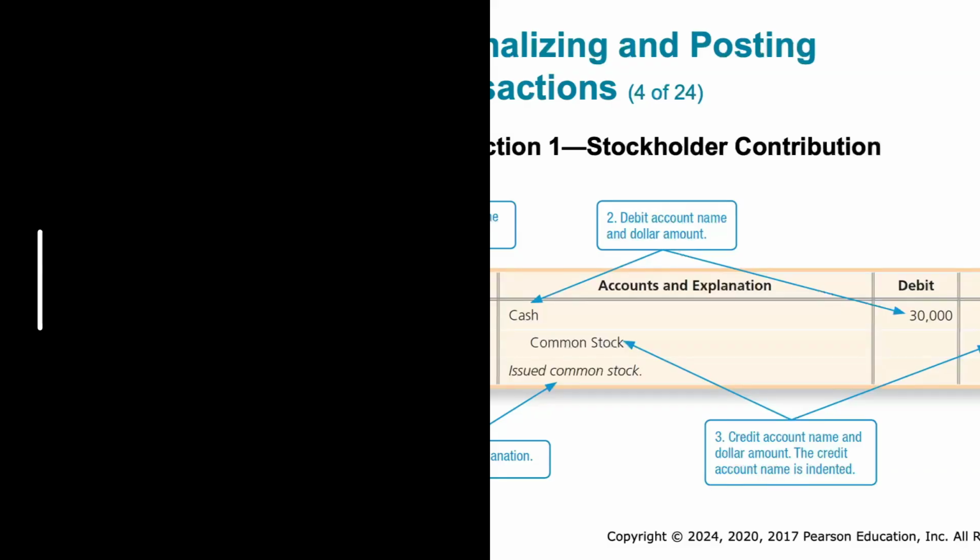This is a journal entry, right? First thing we're going to look at is a page in our general journal. The first thing you will see is the date on the left side. When we look at general journals, we'll talk about this further.